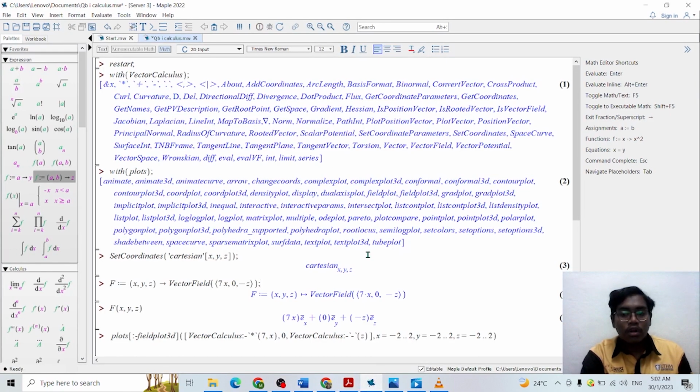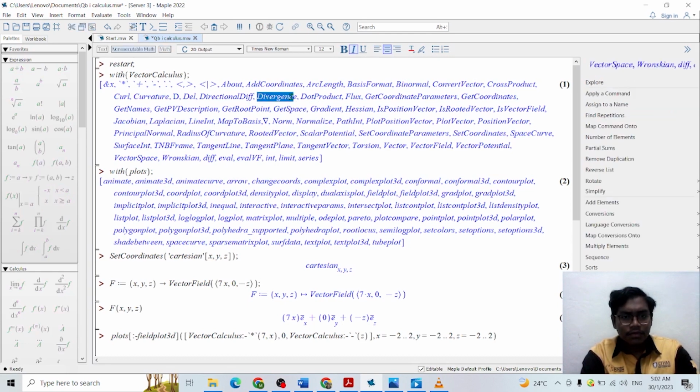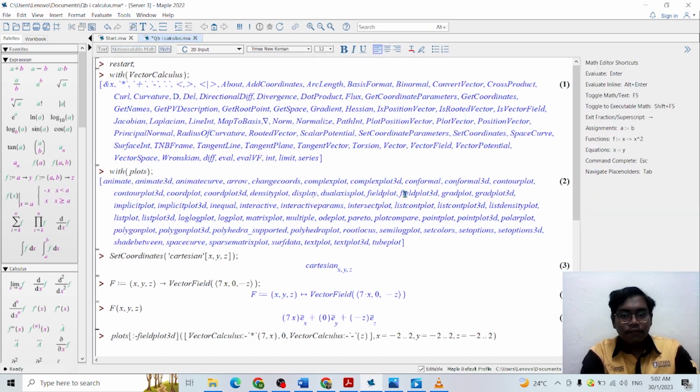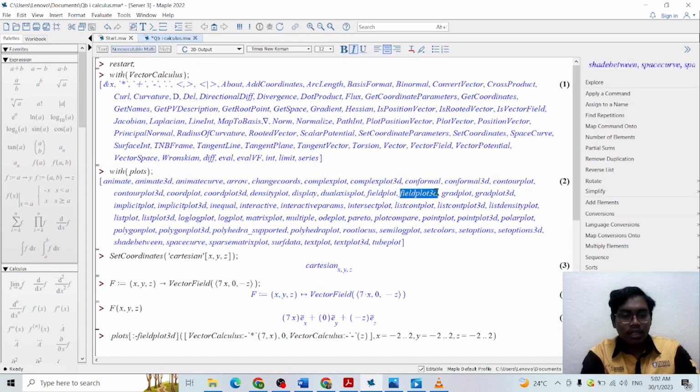Okay, so I will show you how to do the divergence theorem in Maple. First, we have to click Restart to clear the previous memory. Then we call the vector calculus package. From the vector calculus package, the one that we will use is the divergence, which is here. Next we will use the with plots package to find the fieldplot3d. This is the one that we will use from this package.